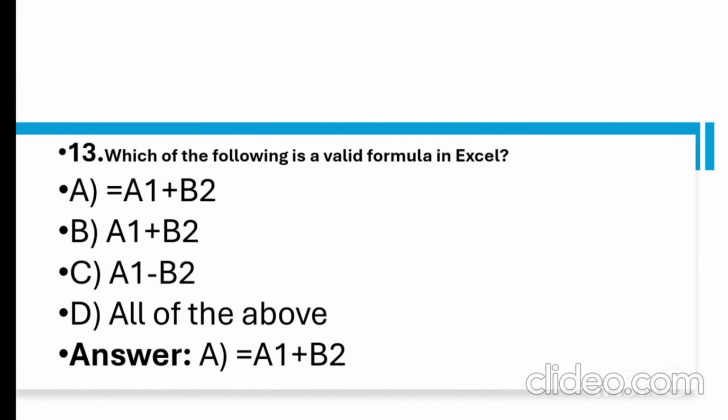Question number 13. Which of the following is a valid formula in Excel? Options are A. =A1+B2, B. A1+B2, C. A1-B2, or D. All of the above. So the correct answer is option A. =A1+B2.